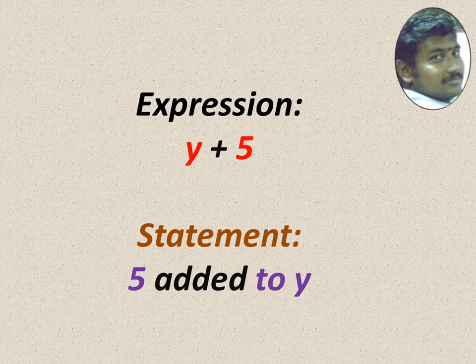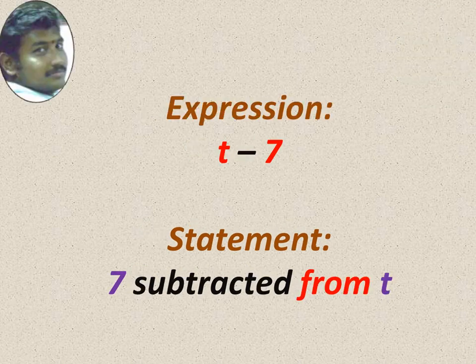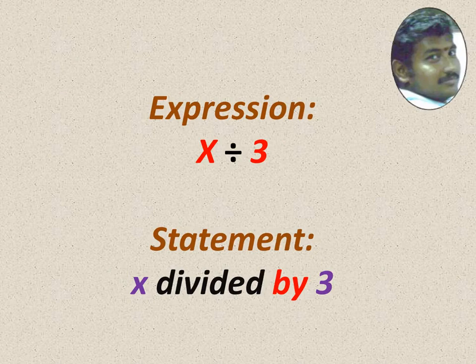Next expression, let us see now. T minus 7. The statement is 7 subtracted from T. The statement 7 subtracted from T means the expression is T minus 7. The same way, let us see another one. x divided by 3. The statement is x divided by 3. The meaning of that expression is x divided by 3. We can write for that x, division symbol, 3. Hope you understand how we are writing the statement for the given expression.